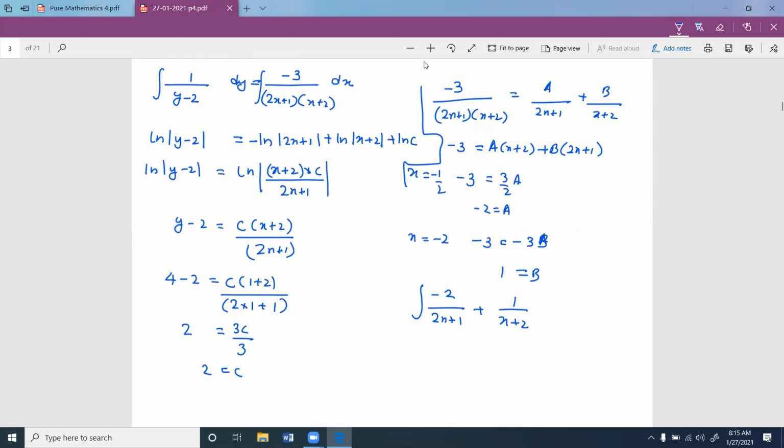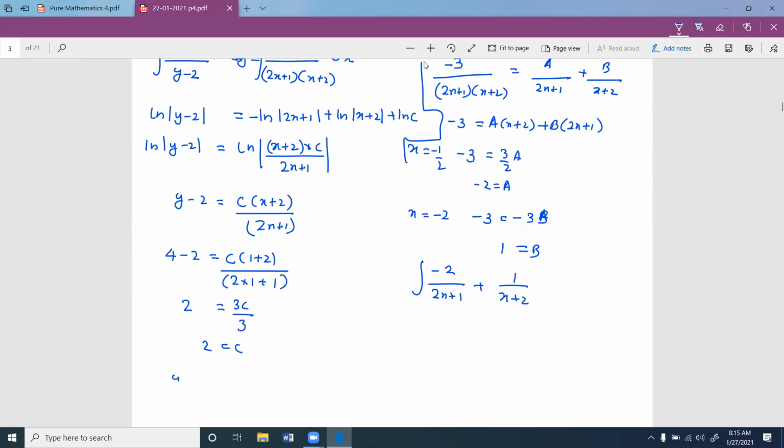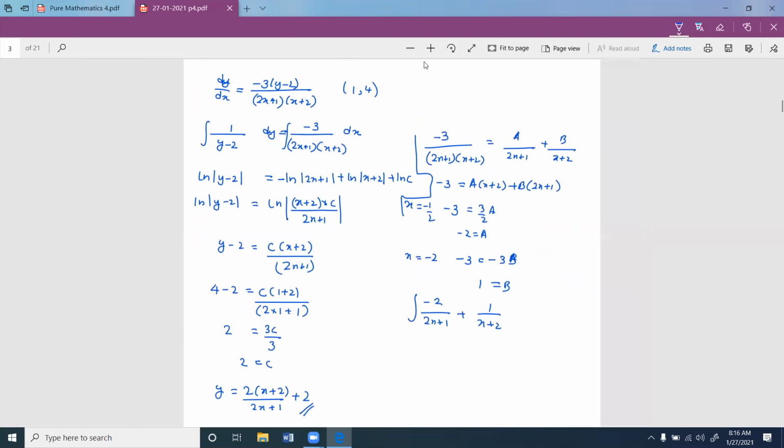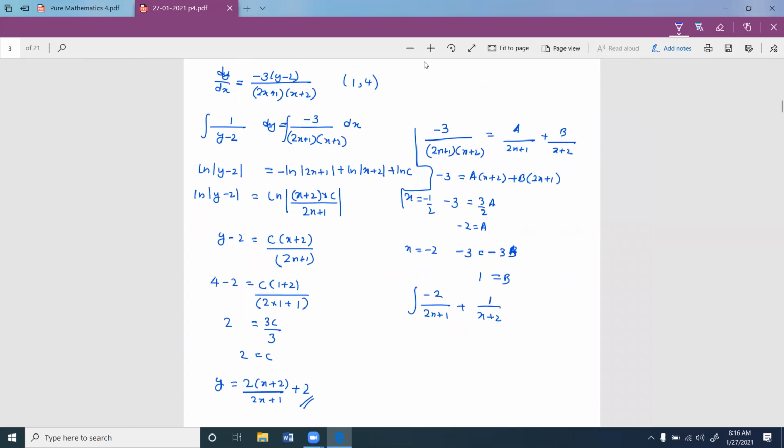Then you can write your final answer in this format. You can say y equals 2 times x plus 2 over 2x plus 1, plus 2. It's the final answer for that. But then just see whether you can understand how I did this question. Yeah, that's a way of doing this kind of question. Yeah, that's how it comes.